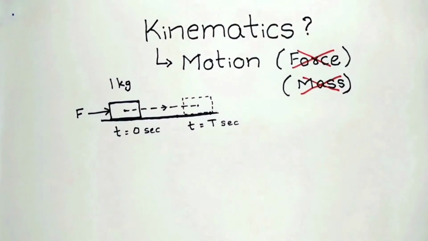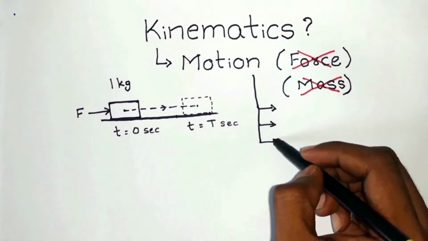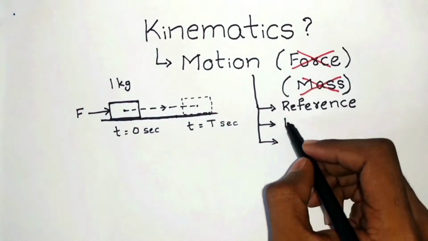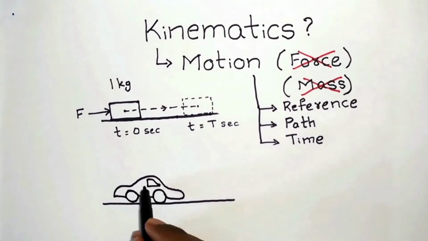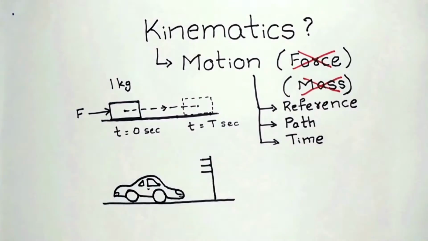A motion can be described mainly with 3 parameters, which are reference, path and time. In this video, we will mainly discuss about reference, which is also known as frame of reference. To explain the concept of reference, let's consider an example of a car which is stopped at the traffic signal.